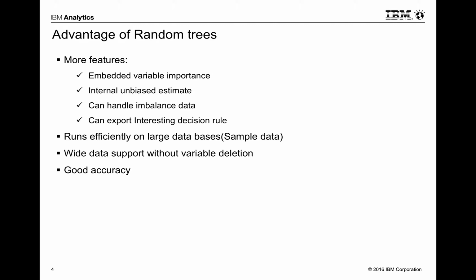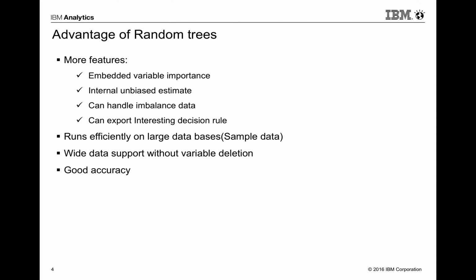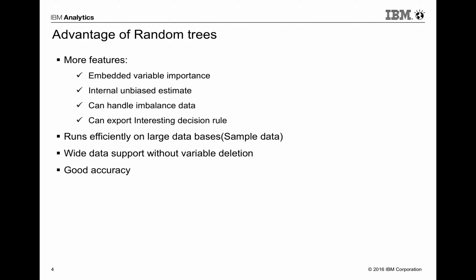It can also run efficiently on large databases, because each tree uses sample data, not all the data, so it can handle very large data. It can also handle wide data without variable deletion, since we have another dimension of sampling on variables. And we can get good accuracy because random trees is an ensemble method. Compared with a single model, normally the ensemble model gets better accuracy.